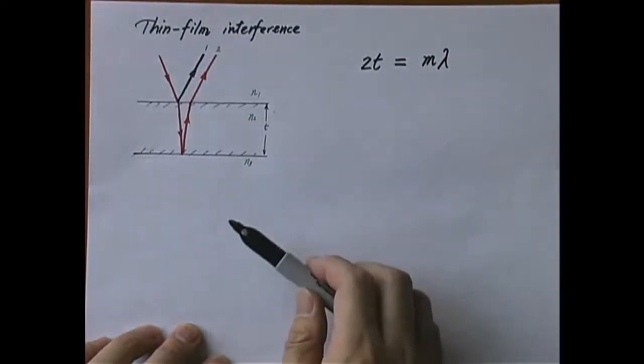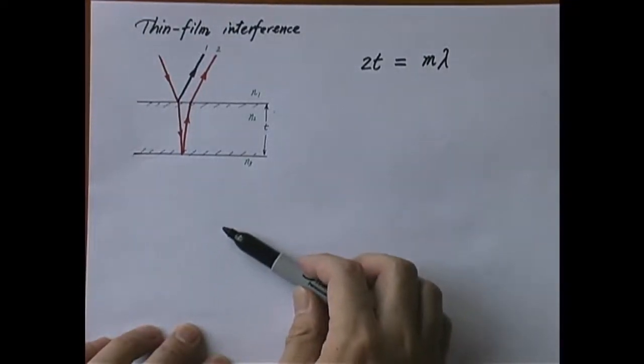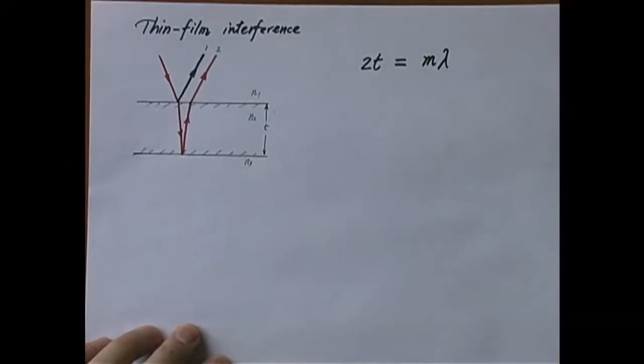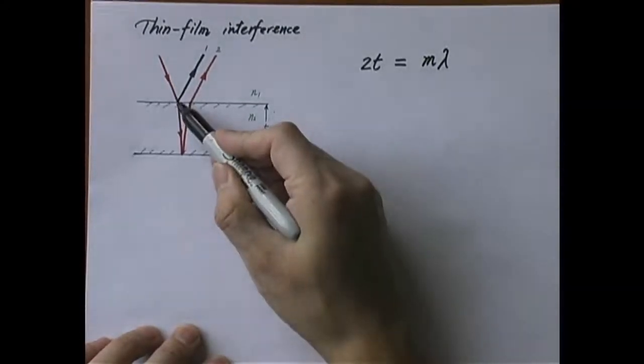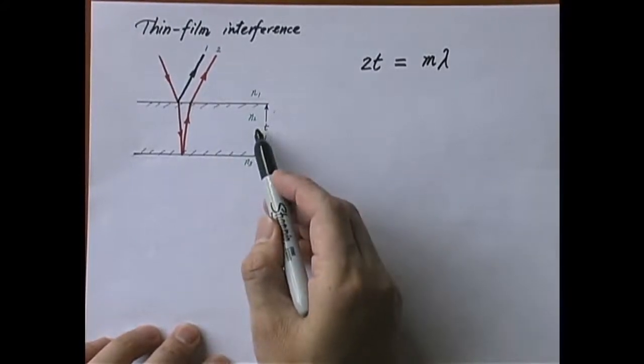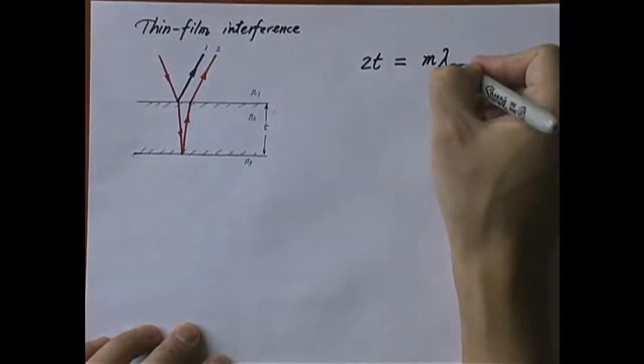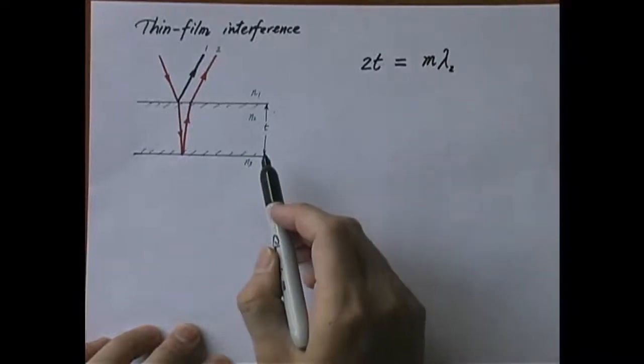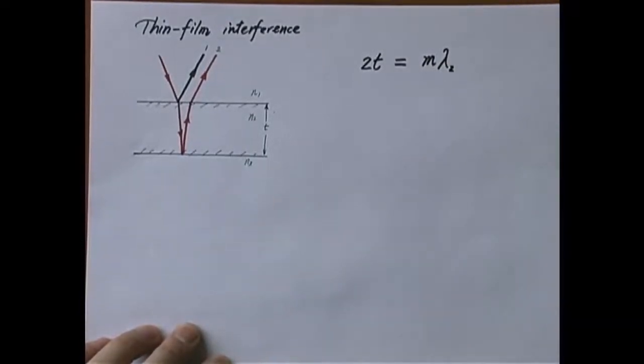Well, remember, every time a wave travels an extra wavelength in a certain medium, its phase changes by 2 pi. Okay, this extra distance, 2t, is traveled within the second medium, right? So this is going to be lambda 2, okay? This is going to be lambda 2. In other words, the wavelength in the second medium. It is not the wavelength in vacuum, since this is a thin film, not vacuum.